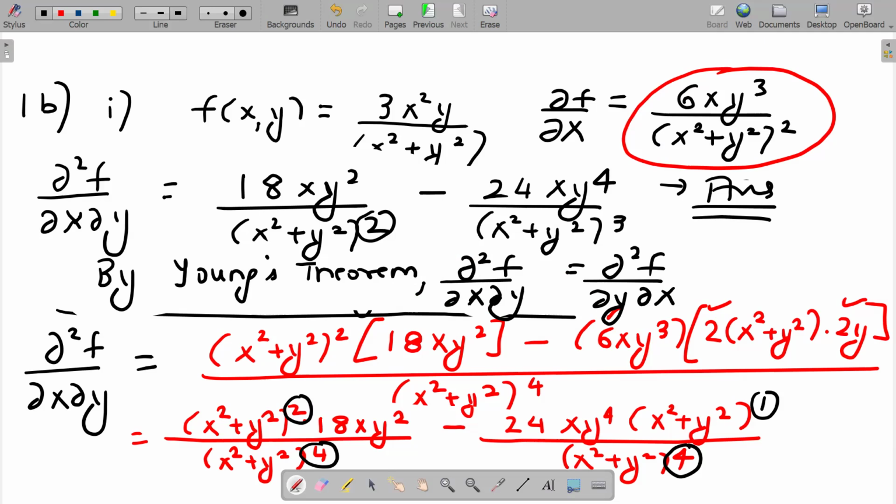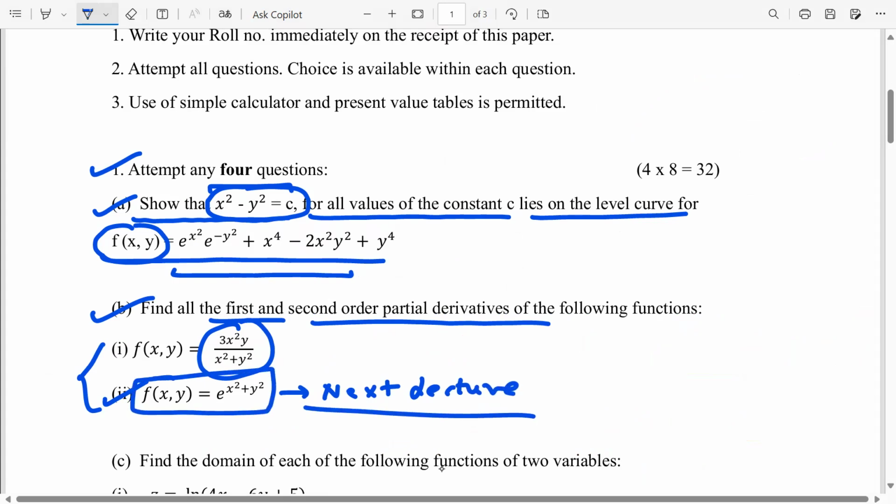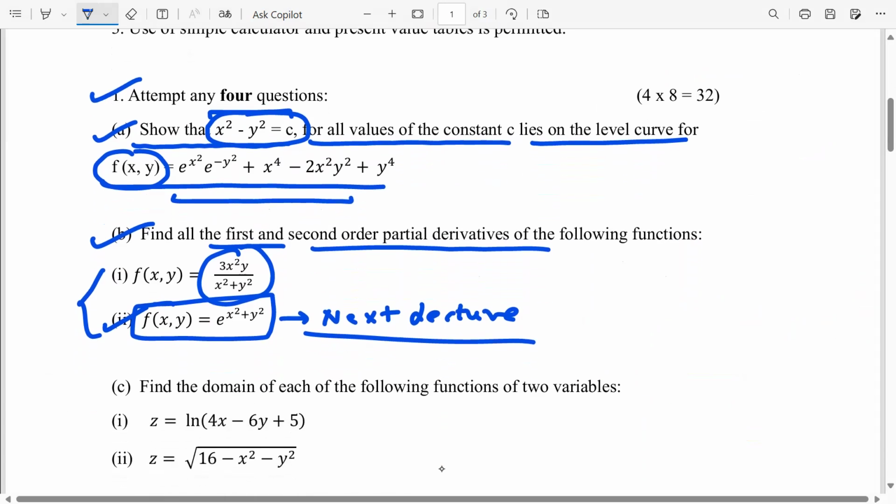Okay, so I hope all students have understood this. I stop in this particular lecture. In the next lecture, I'm going to solve part 2. Question 1, part B, part 2 is what I'm going to solve in the next lecture. So I stop in this lecture. I hope students have enjoyed this lecture.